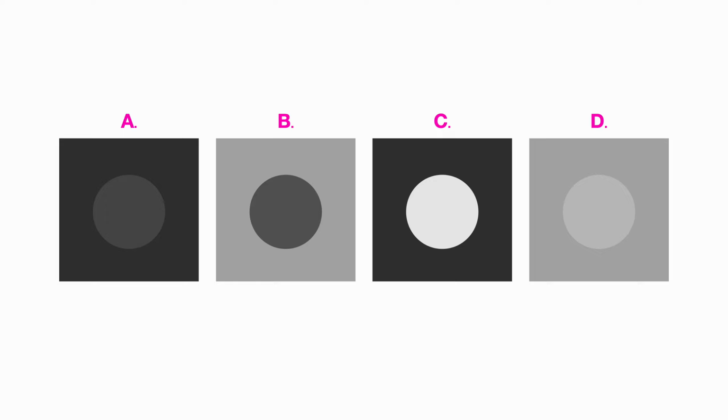So let's look at these examples. A, is that high contrast or low contrast? Well, they seem to be pretty close in value, so I would call that low contrast. B, there's a little bit more contrast there, so that's high contrast. C is definitely high contrast. And D, once again, the values are very close, so that's low value contrast. These pairs have low value contrast, and these pairs have high value contrast.